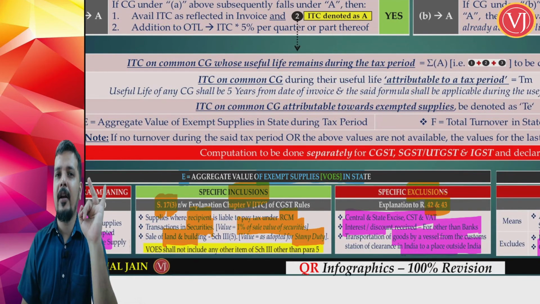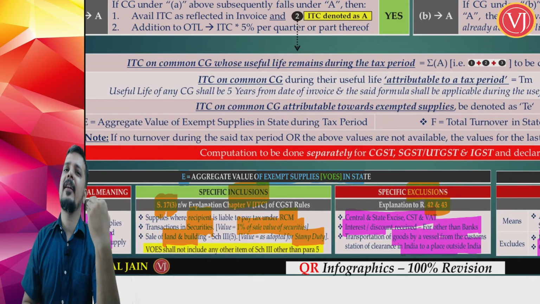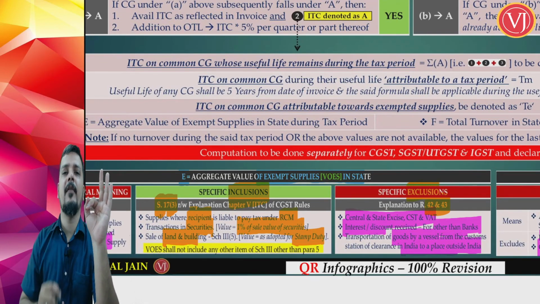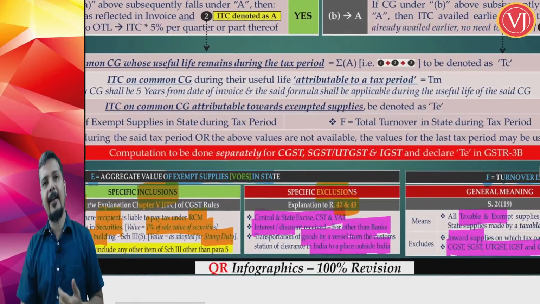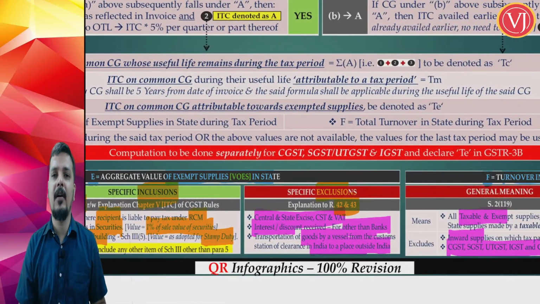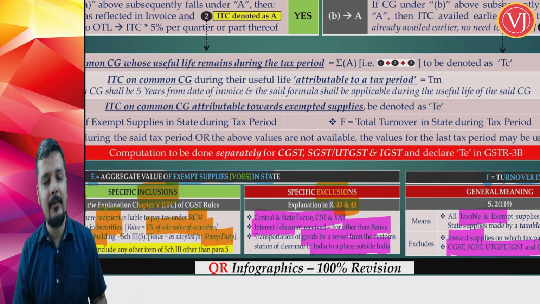Securities, technically not exempt, technically not goods or services, but included in value of exempt supplies, only 1%. Sale of land and building, technically it is not at all a supply, but included in value of exempt supplies, at stamp duty value. Right. Likewise, there are cases where you remove from the value of exempt supplies. You don't include central excise duty, state excise duty, VAT, CST.